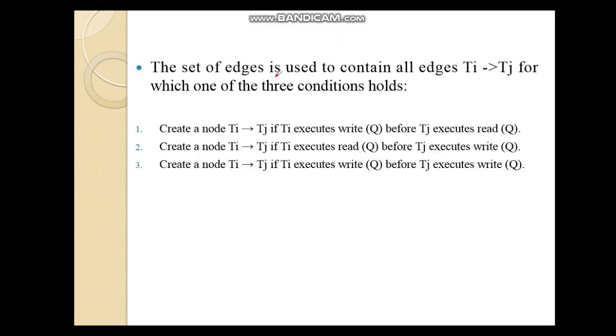The set of edges contains all edges Ti to Tj for which one of the three conditions holds. So here these are the three conditions: 1st, 2nd and 3rd. If these three conditions are there in your schedule, then there will definitely be an edge. So see, the very first condition, Ti to Tj.